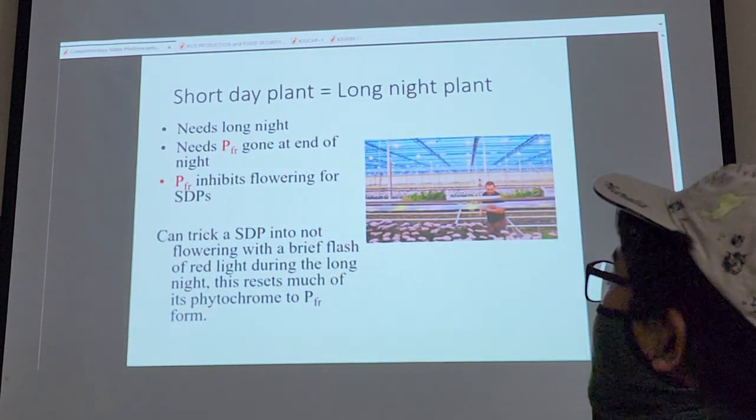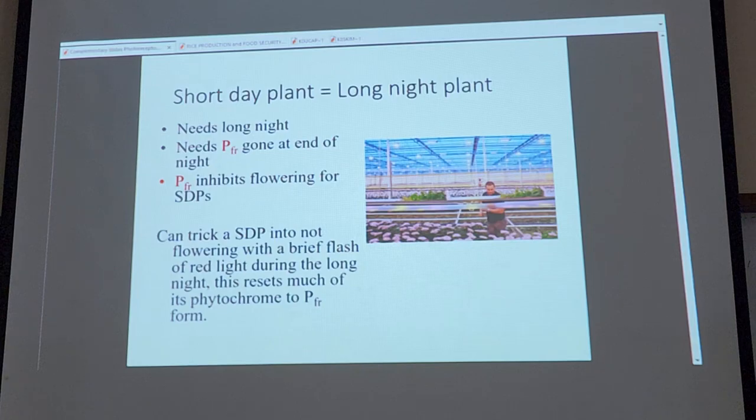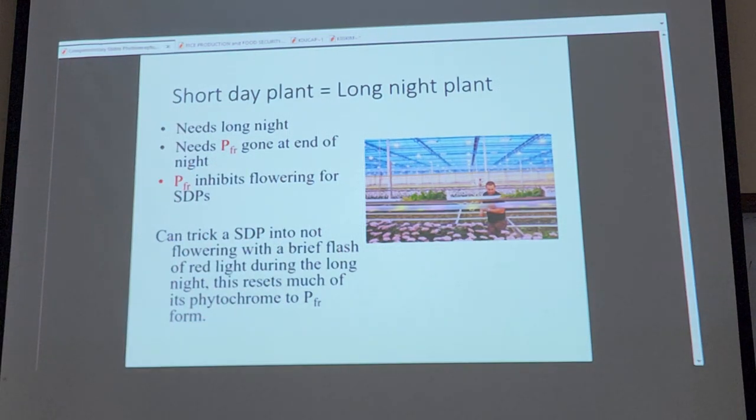When you know this, you can utilize it for the short day plant. You can trick the short day plant into flowering with a brief flash of red light. Say you are running your horticulture business. When the order is not in, you just grow your chrysanthemum like usual. Then one day suddenly somebody's family member died, and they want 2 tons of flowers. So you turn on your red light, give a flash.